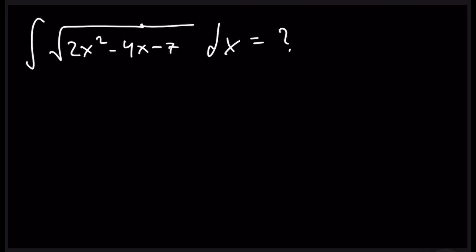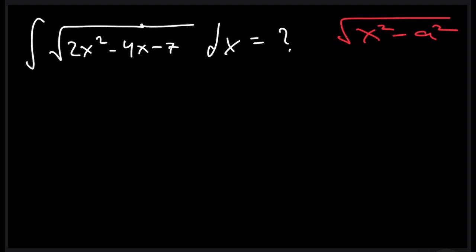Let's do one more. We have the integral of the square root of 2x squared minus 4x minus 7 dx. And let's use trig sub for this one. So if we're using trig sub, we want to get it in the form of square root x squared minus a squared, or a squared minus x squared. But here we can clearly see that we want to make it x squared minus a squared. So we can try to factor this around, right?